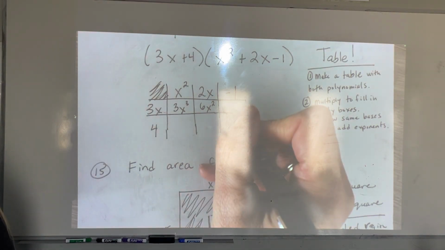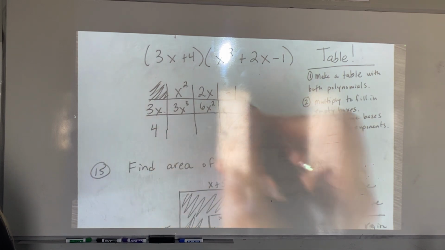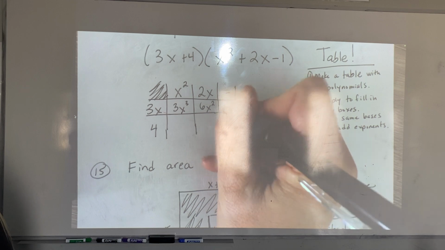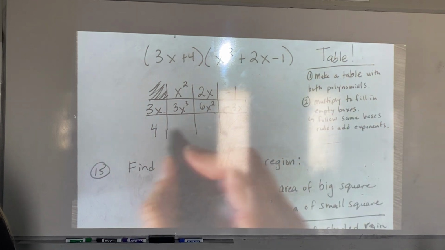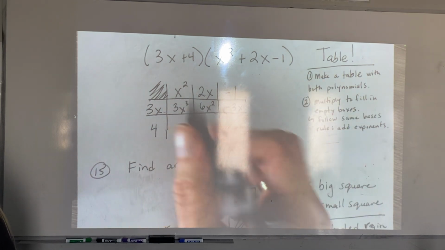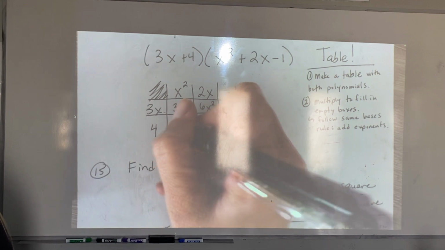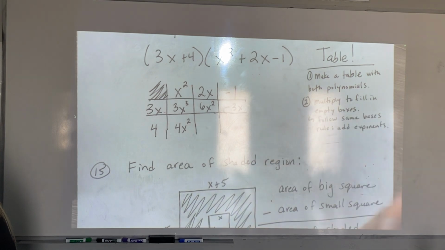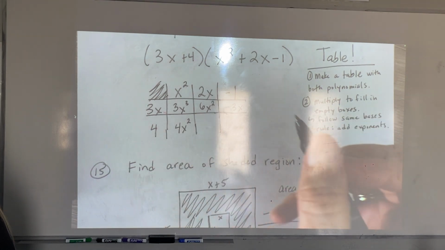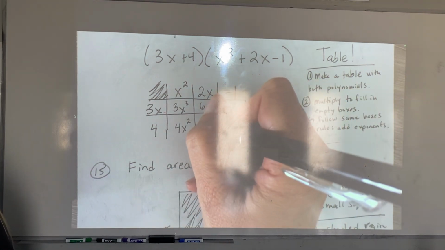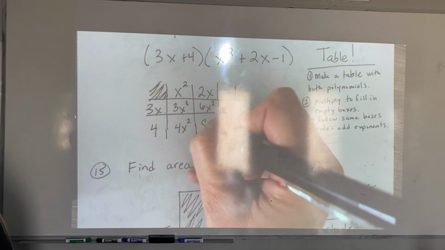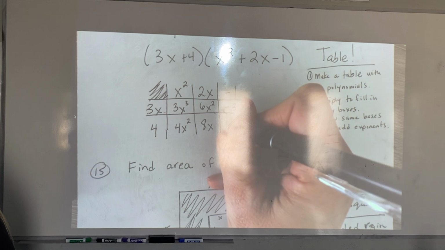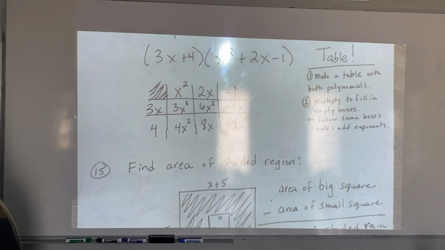Then we have this empty box, so we have 3x times -1, which is good, -3x. And then we'll do this row, 4 times x squared. Good, 4x squared. 4 times 2x, 8x. Good, 8x. And then 4 times -1, -4. So look how many terms we have.